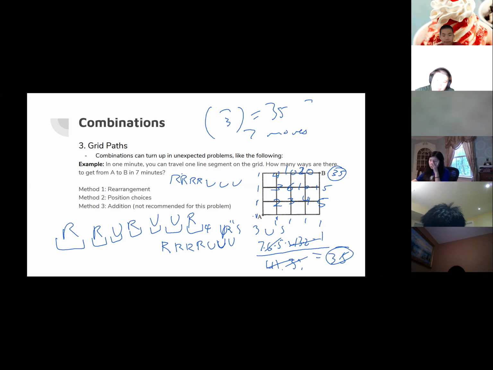And then from there, it simply becomes 7 factorial for the total number of possibilities, divided by 4 factorial since the R's are repeating, and 3 factorial since the U's are repeating. So 5040 divided by 24 times 6. Does that make more sense?